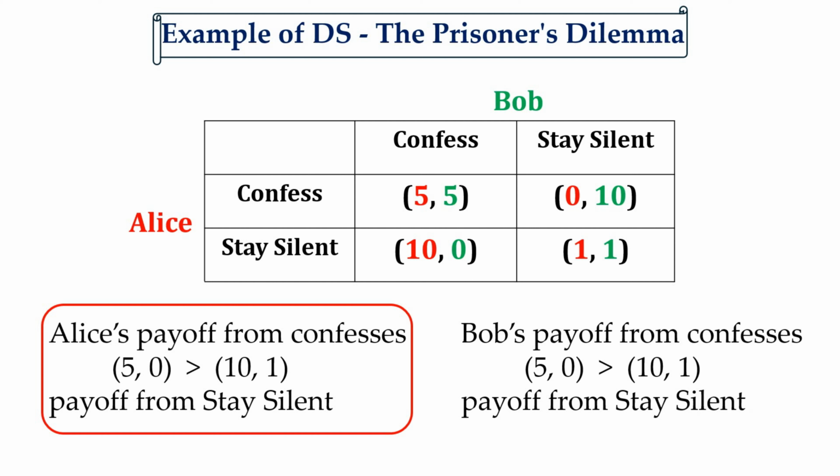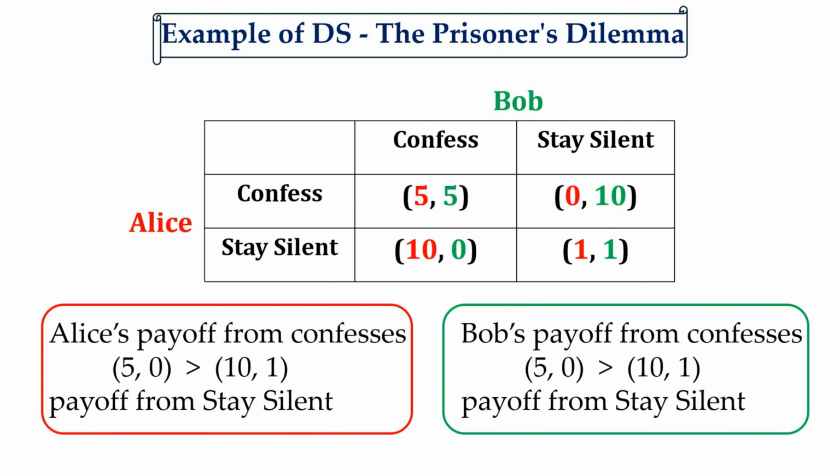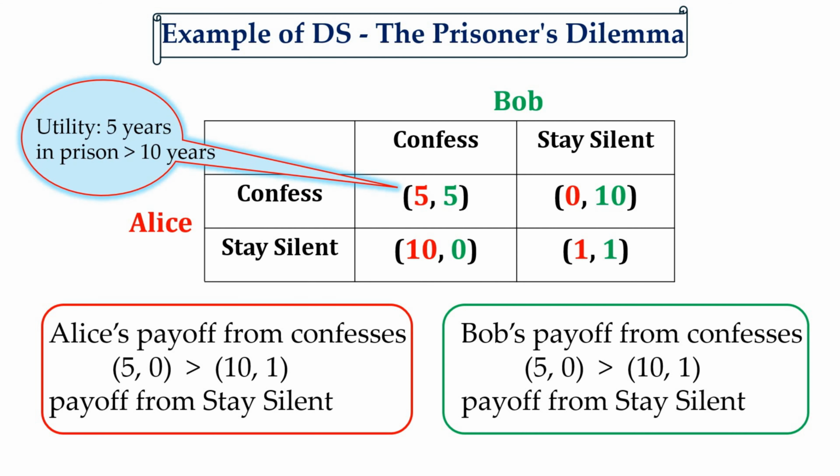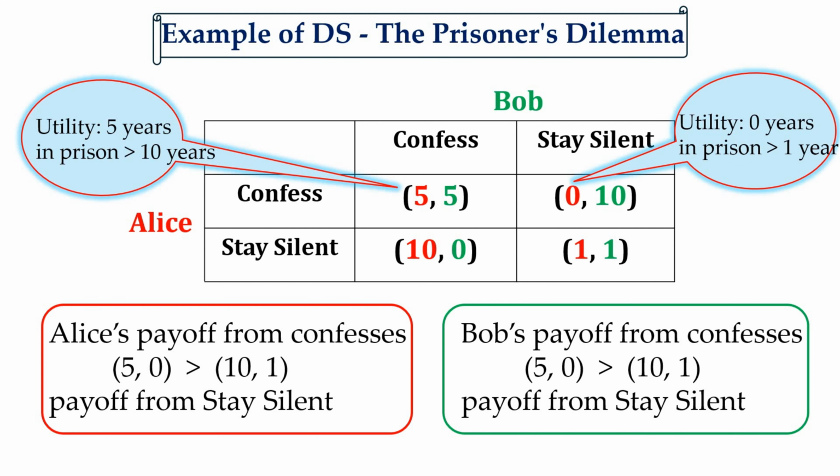In the same way, Bob's payoff from confessing, 5 and 0, is preferred to the 10 and 1 payoff from staying silent. So Bob's preference for confessing also gives him the best outcome. We can say that the utility of 5 years in prison will be preferred to 10 years in prison. Again, the utility of 0 years in prison will be preferred to 1 year in prison.